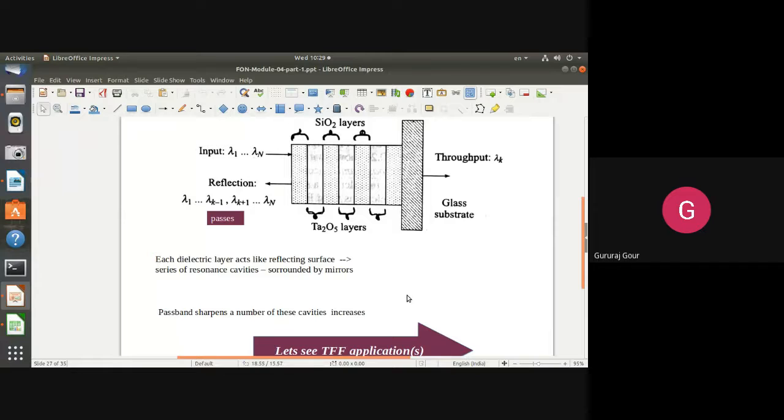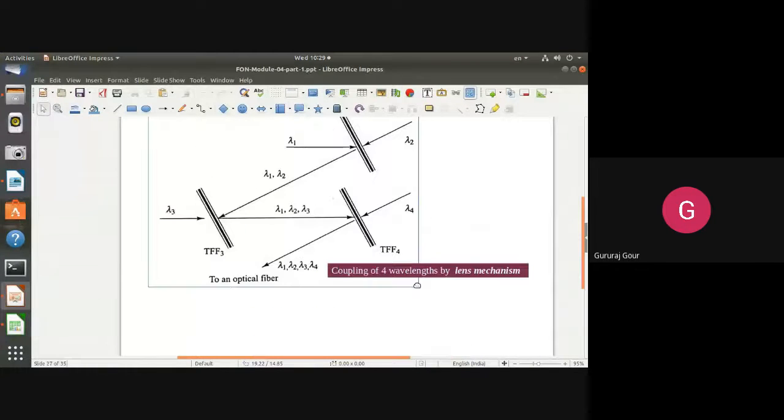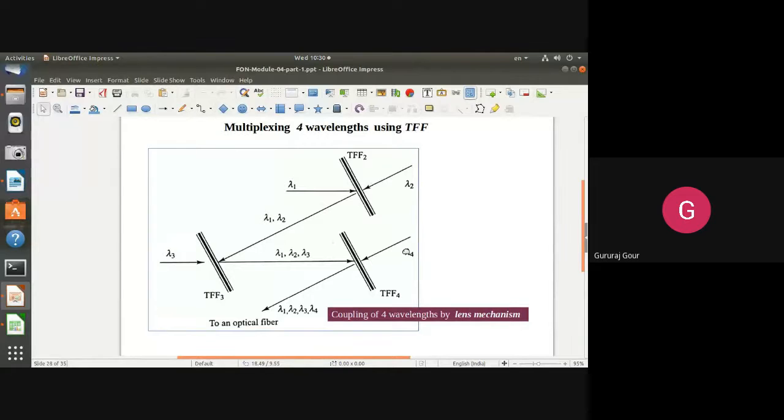Let us see some applications or still more versions of the TFF. The thin film filter can be used for multiplexing multiple wavelengths. For example, you can see here I am using three TFFs, thin film filters. Here, TFF2: I make a light ray of wavelength lambda 2 fall normal to TFF2, and another light ray fall on the other surface of TFF2 at a particular angle of incidence.